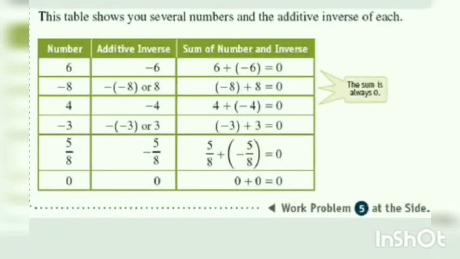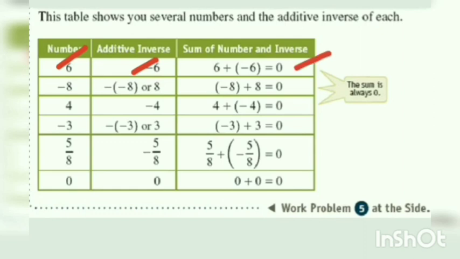Let us see some more additive inverses with the help of this table. First one is 6. 6 is the given number. In order to get the result 0, what will be the additive inverse of 6? We know that the additive inverse is the negative of the number. So minus 6 is the negative of 6. When you add the number and its inverse, it will result in 0.